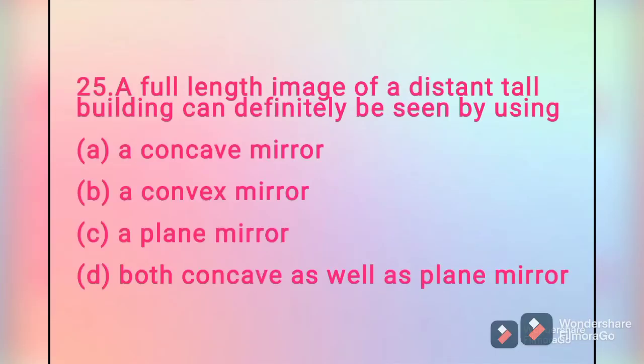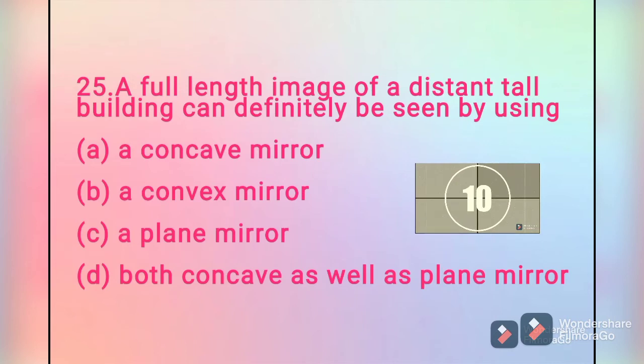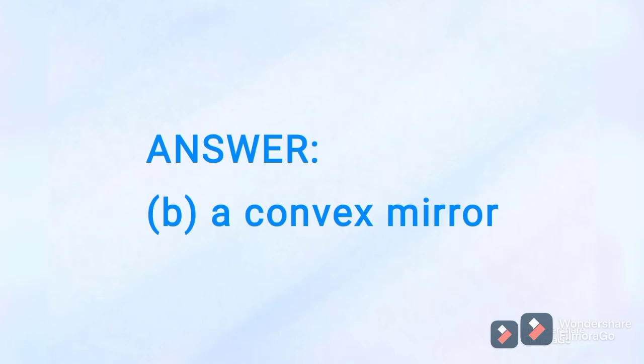25th question. A full-length image of a distant tall building can definitely be seen by using: option A, concave mirror, option B, a convex mirror, option C, a plane mirror, option D, both concave as well as plane mirror. And the answer is option B, a convex mirror.